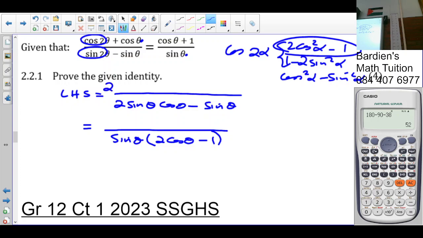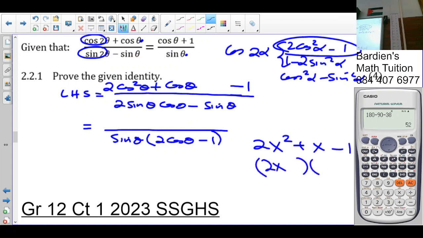Okay, so that's going to give you 2 cos square theta plus cos theta minus 1. Why did I write it so? So it can be in the form of a trinomial. That's the idea. If I replace cos with an x, it will be 2x squared plus x minus 1. It factorizes into (2x minus 1)(x plus 1). So if I see x, I put the cos. So it's (2 cos theta minus 1)(cos theta plus 1). And as you can see here, that will cancel.